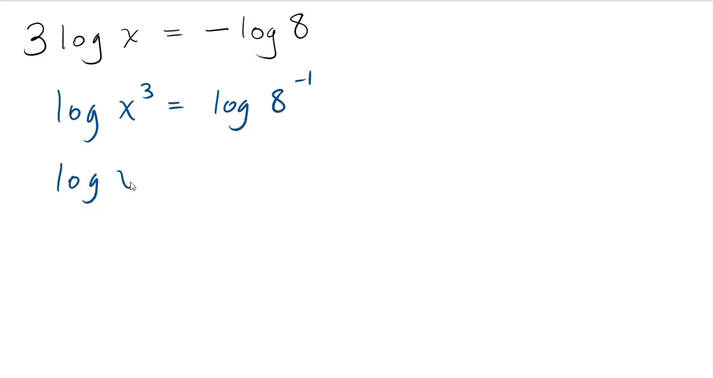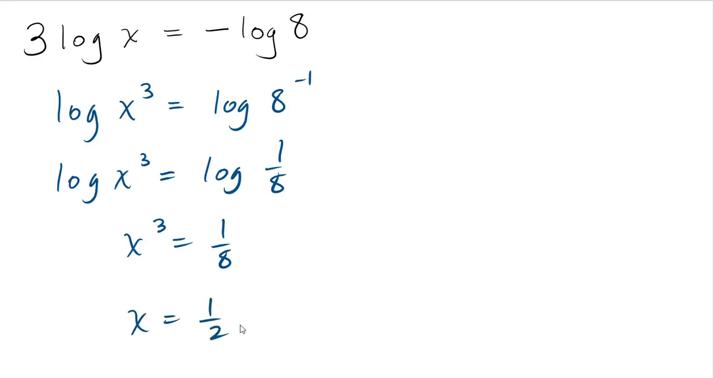And remember that a negative 1 exponent basically just finds the reciprocal of the base, so that's the common log of 1/8. Now I can use the one-to-one property. X cubed equals 1/8. Using extraction of roots, I get x equals 1/2 because the cube root of 1/8 is 1/2. 1/2 is an allowable input to the left side, and so we have our solution.